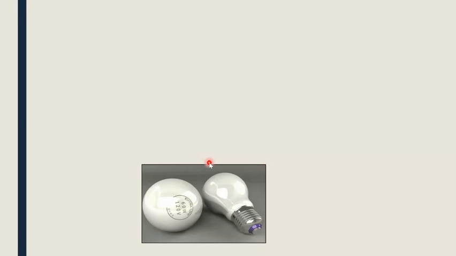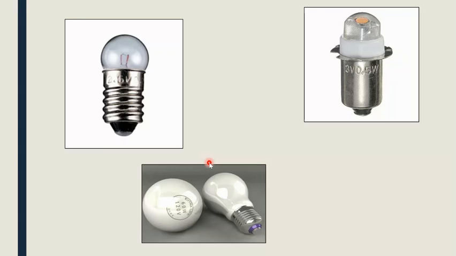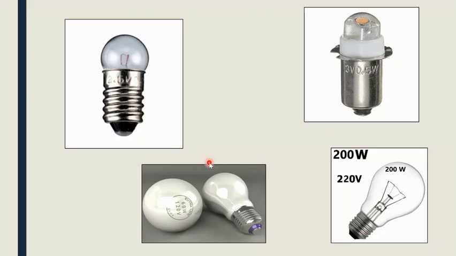Page 109. You can see many electric appliances in your house. For example, these lamps, and you can see what's written on them. For example, this lamp, 2.5 volts, 3 volts, 220 volts. So what do these indications mean? These indications mean the rated voltage of an appliance to function normally.